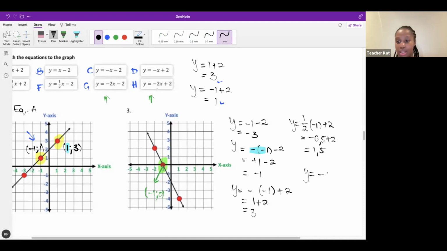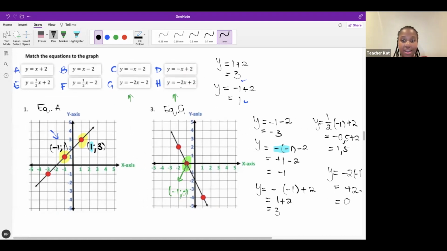Y equals -2 times -1 minus 2. A negative and a negative are going to give me a +2 minus 2, and my answer is 0. Is that what I'm looking for? Yes. So it was, in fact, equation G.